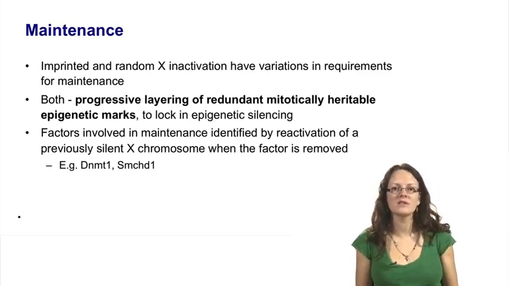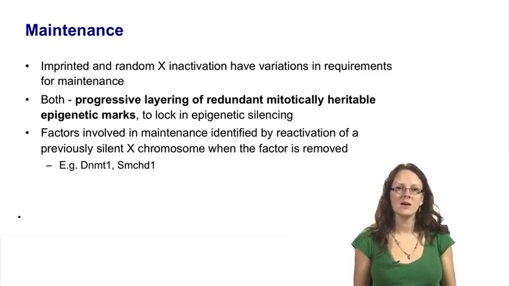So I'd like to go through and discuss two of the factors, Dnmt1 and SMCHD1, which I'll say as SmoochD1, and their involvement in the maintenance of X inactivation. In both of these cases, we know that if you have an inactive state already established and remove Dnmt1 or SmoochD1, you get reactivation of that previously silenced inactive X chromosome. And this really tells us that they must be involved in that maintenance phase of X inactivation, since when removed, we don't maintain X inactivation any longer.